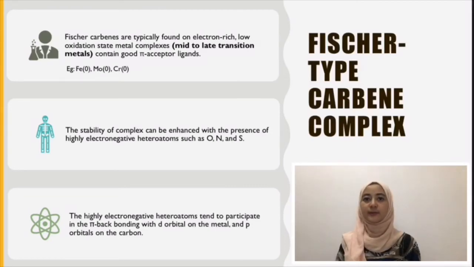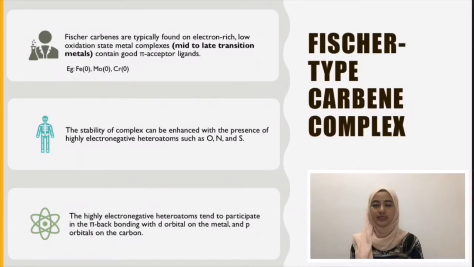So the Fischer carbene complex is usually weak at back donating, but the stability can be enhanced with the presence of highly electronegative heteroatoms. Examples of heteroatoms are oxygen, nitrogen, and also sulfur. These heteroatoms on the alpha carbon allow us to draw a resonance structure, and they also tend to participate in the pi back donating with the d orbital on the metal and p orbitals on the carbon.